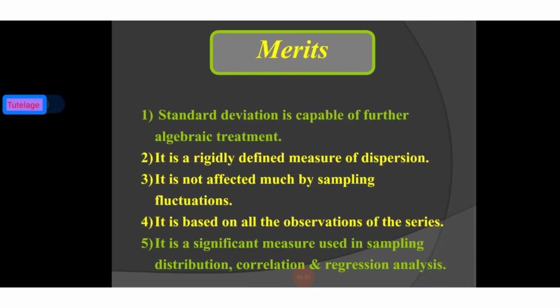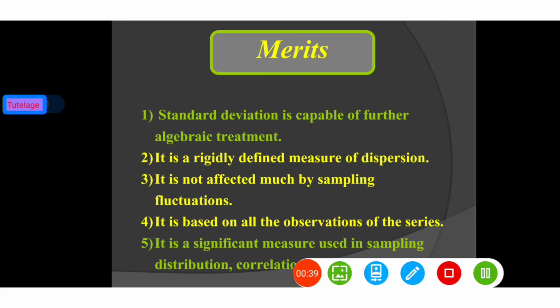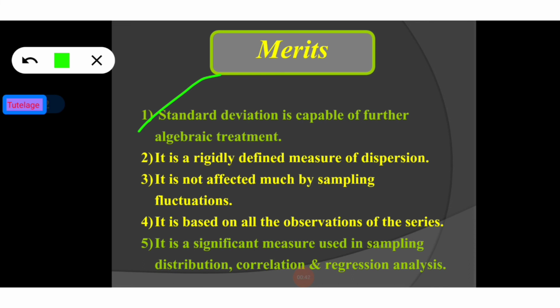So at first we have to explain the advantages or merits of the standard deviation. The first point is that standard deviation is capable of algebraic treatment. We know standard deviation is the most satisfactory and widely used absolute measure of dispersion because of the following reasons. That's why it is capable of further algebraic treatment. That means if the standard deviations of two parts of the same data are available, the standard deviation of the whole series can be calculated. So that's why it is capable of algebraic treatment.